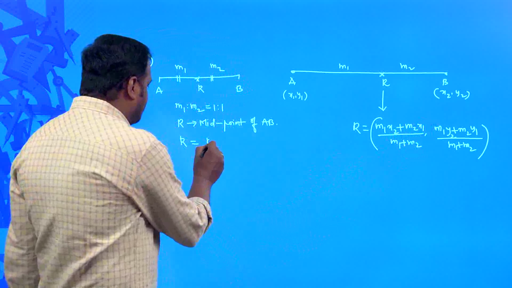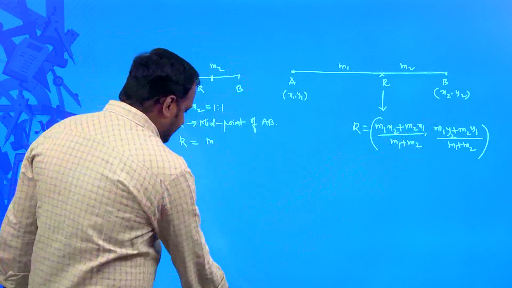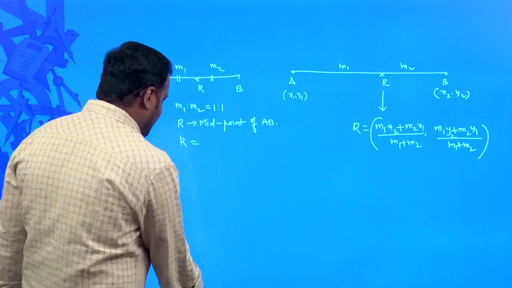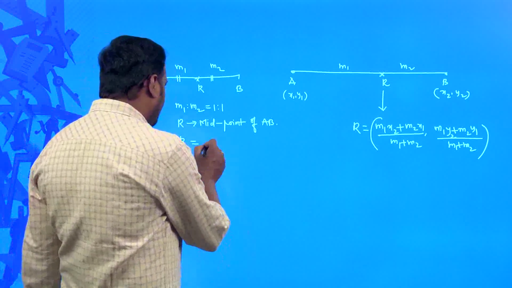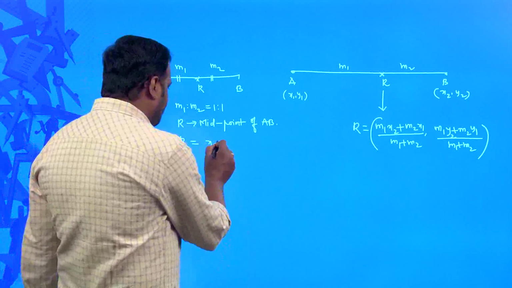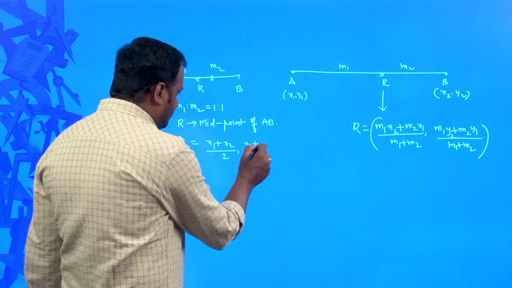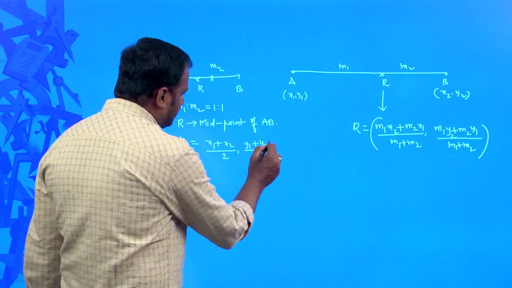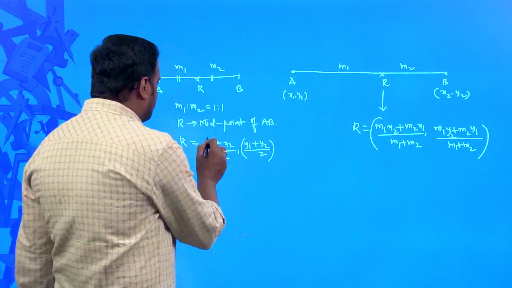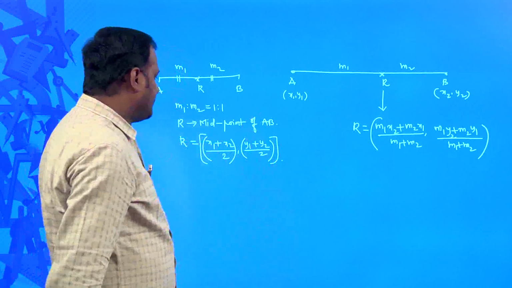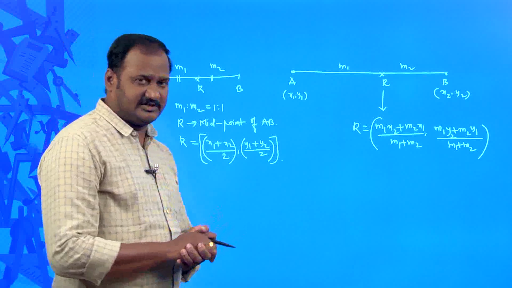R is equal to (m1 x2 plus m2 x1), right? So, that I am going to write this as R is equal to ((x1 plus x2) divided by 2, comma (y1 plus y2) divided by 2), right. So, these are the coordinates of the point R. R is equal to ((x1 plus x2) by 2, comma (y1 plus y2) by 2).